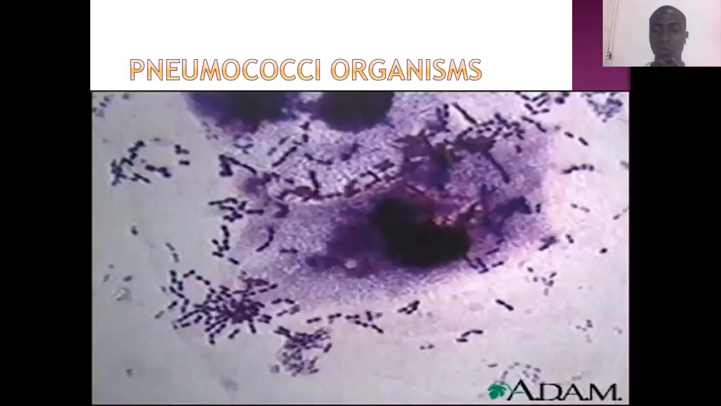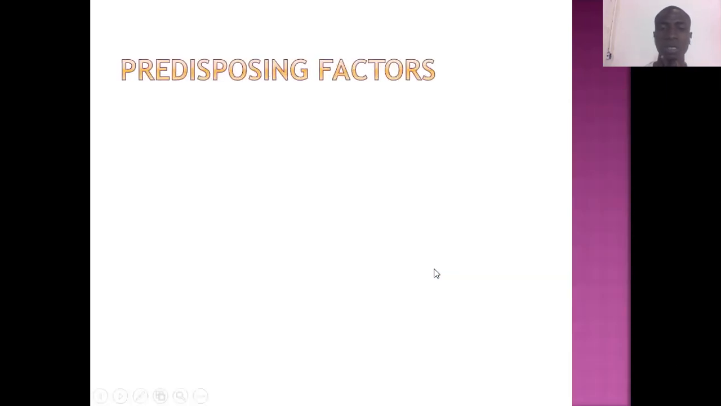Pneumococcus organism. If you view the lungs under the microscope, you see the lung like this. This is how it presents when the client has pneumonia.